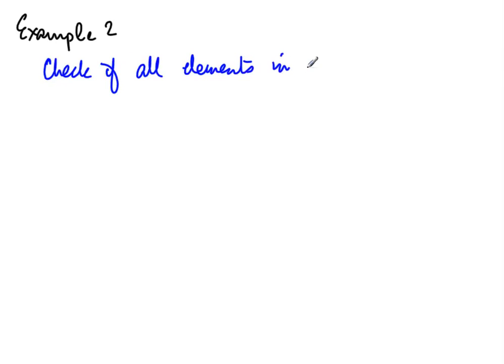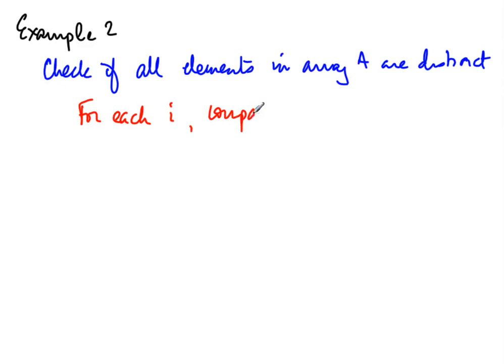So let's move on to another example. In this example, what we want to do is check if all elements in an array A are distinct. So you have n elements, you want to check whether all n are different. So what you do is that you start with, for each i, you compare A[i] to everything to its right. A[i+1], and so on, up to A[n-1].